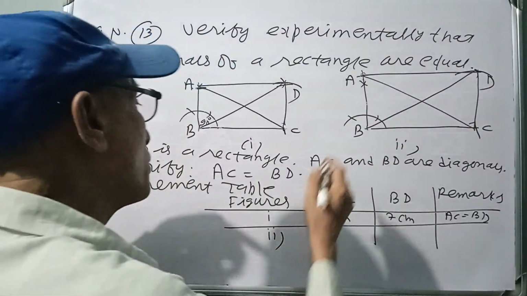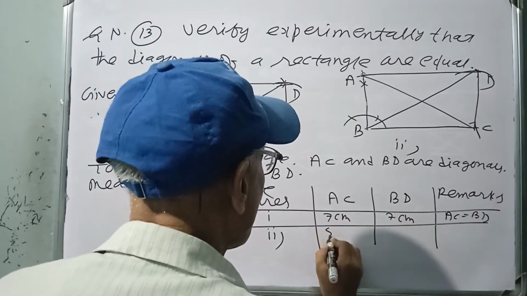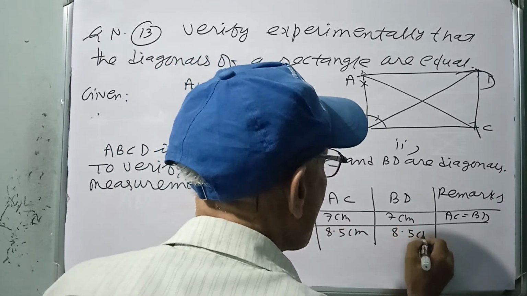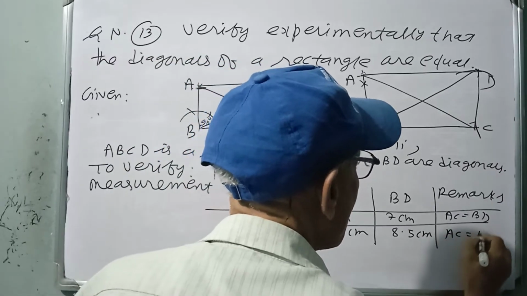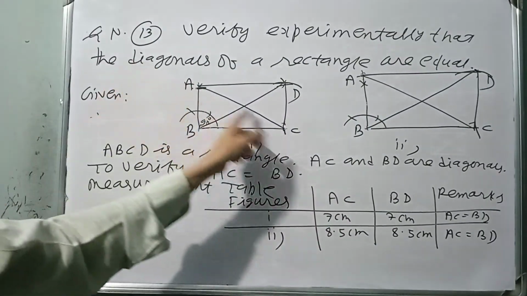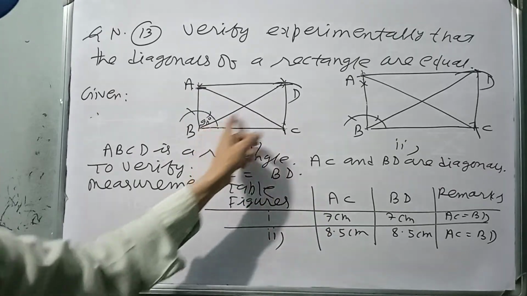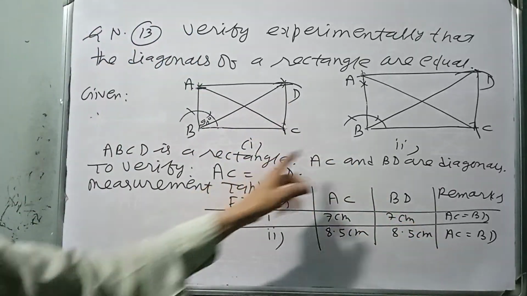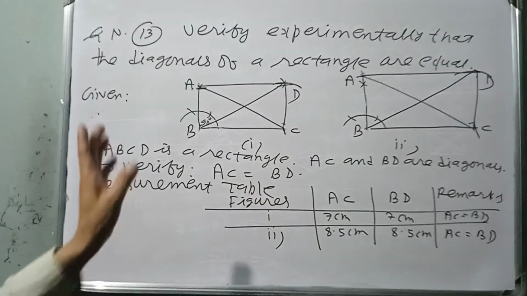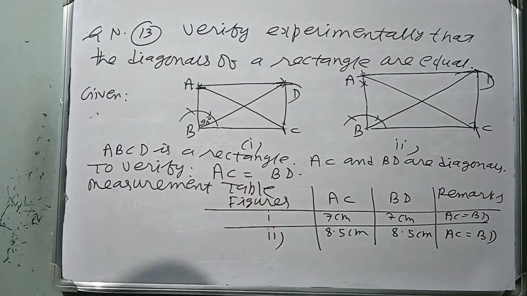In figure number 2, what can it be? Suppose it is 8.5 cm. It is also 8.5 cm. It means AC equal BD. In figure 1, diagonal AC and diagonal BD are equal. Figure number 2, diagonal AC equal diagonal BD. In both the cases, two diagonals are equal.